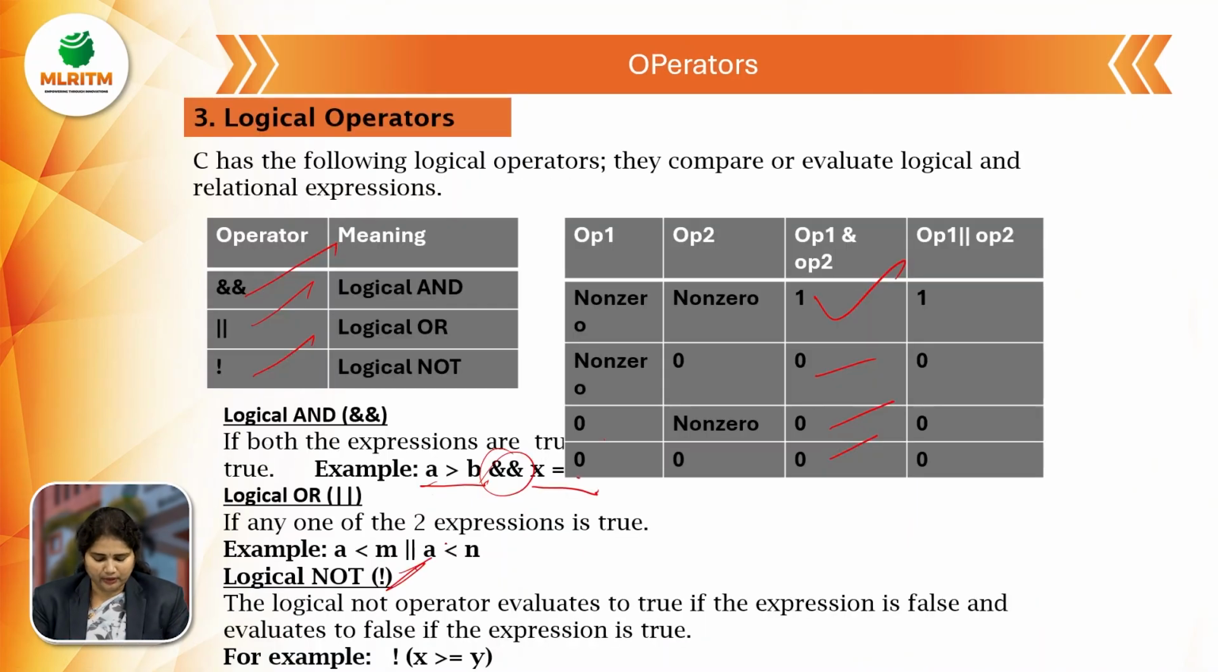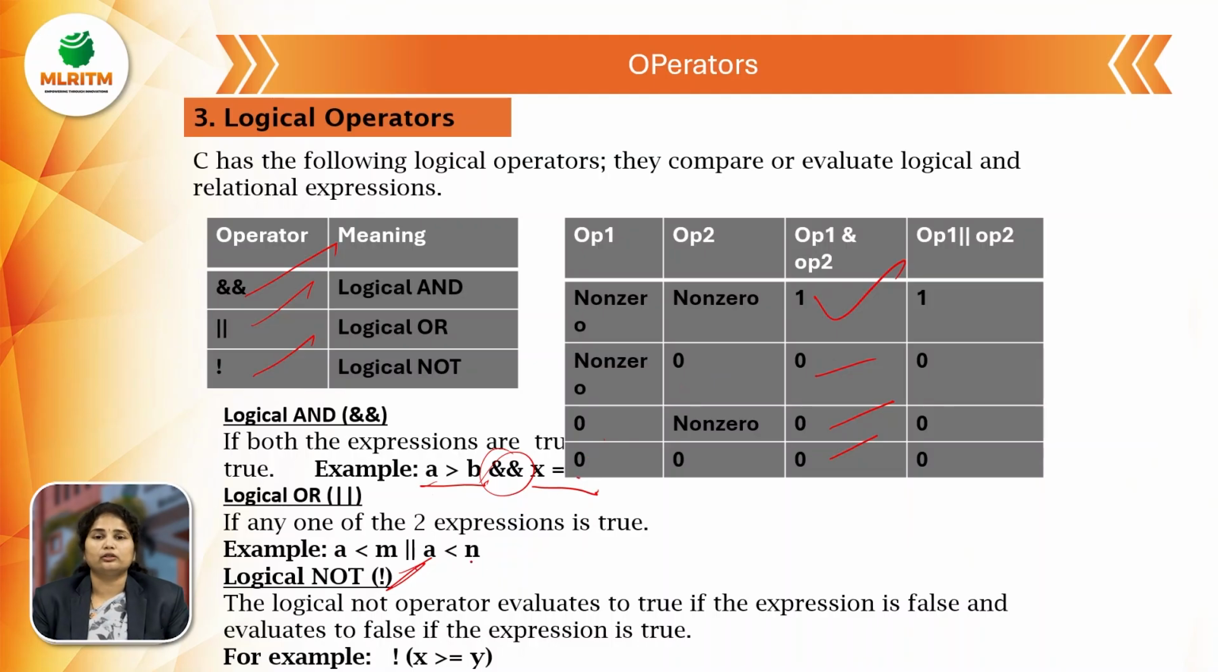Coming to logical or. In logical or, if only one condition is true, then the result is true. In logical and, if both conditions are true, then the output is true, otherwise the result is false. In logical or, if both conditions are true, the result is true, and if either one condition is true, then the result is true. If both are false only, then the output is false.